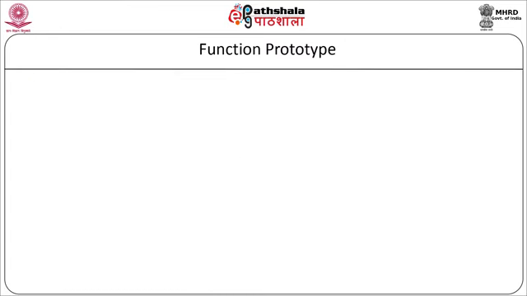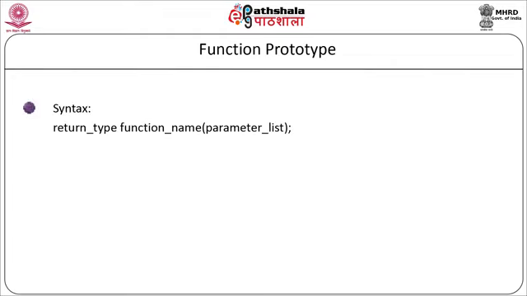Now let us see the syntax of the function prototype in C++. The syntax is the return type, function name, in brackets the parameter list, semicolon. The example of the function prototype is int difference(int a, int b); Here int is the return type, difference is the name of the function, and int a and int b is the parameter list for the function.